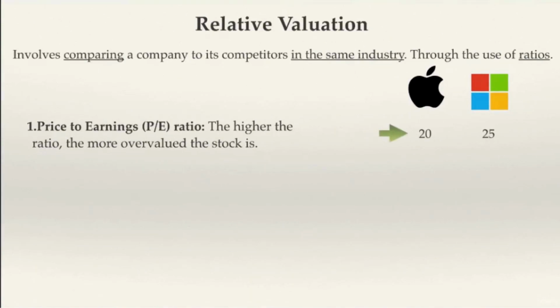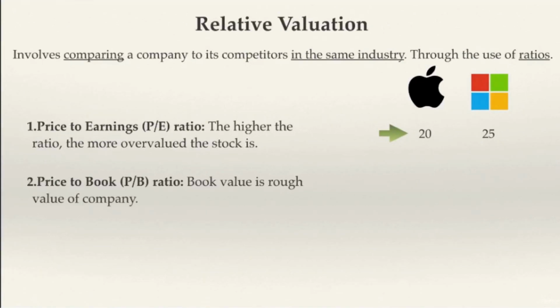Another important metric is the price to book ratio. In general, book value is a rough estimate of how much a company is worth. The abbreviation for this is PB and is calculated by dividing price over book value. If Apple's PB is 14 and Microsoft's is 16, Apple is undervalued in terms of book value relative to Microsoft.